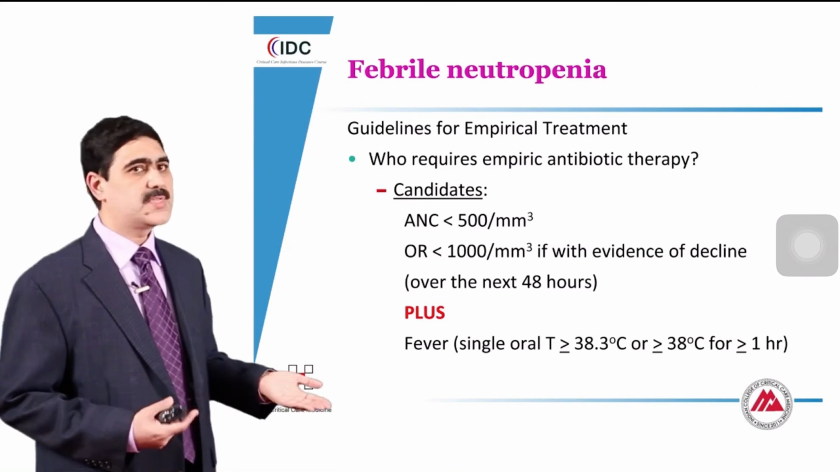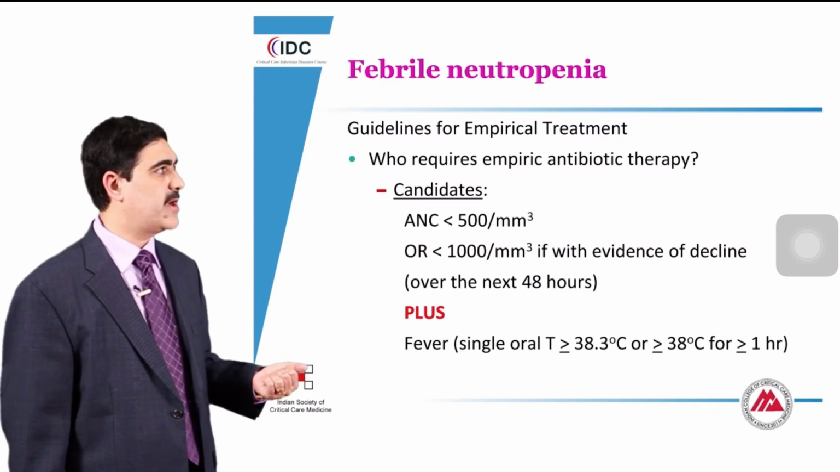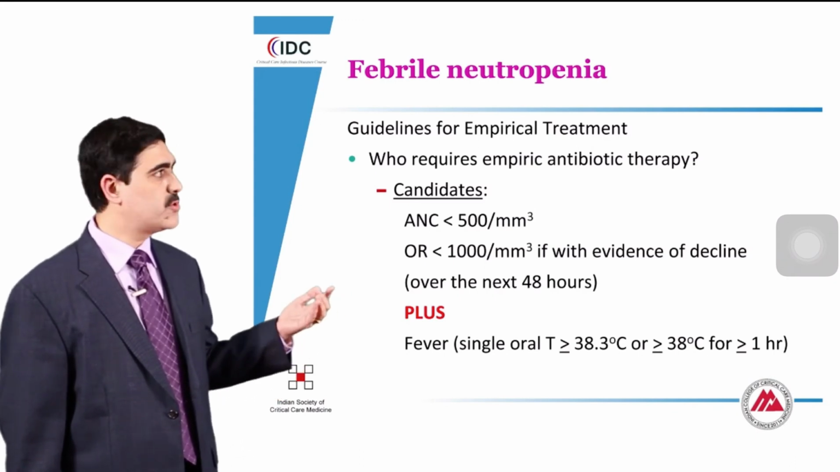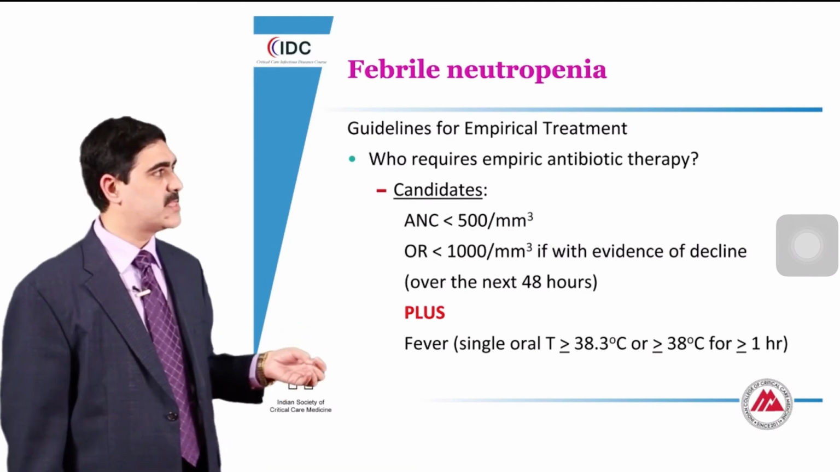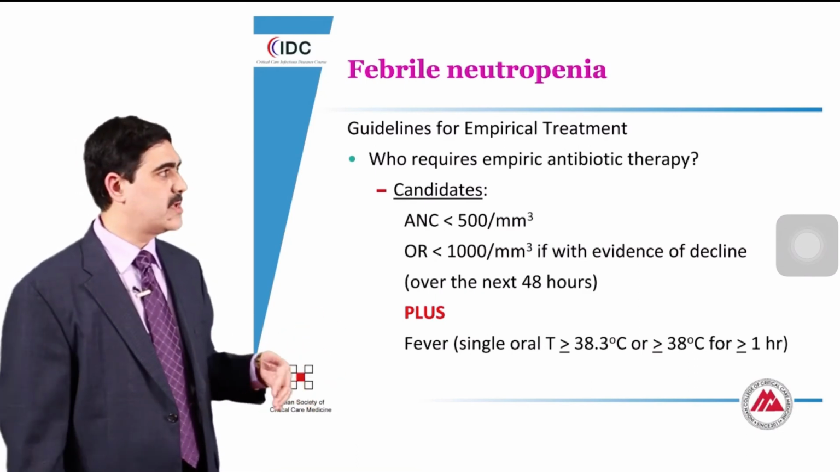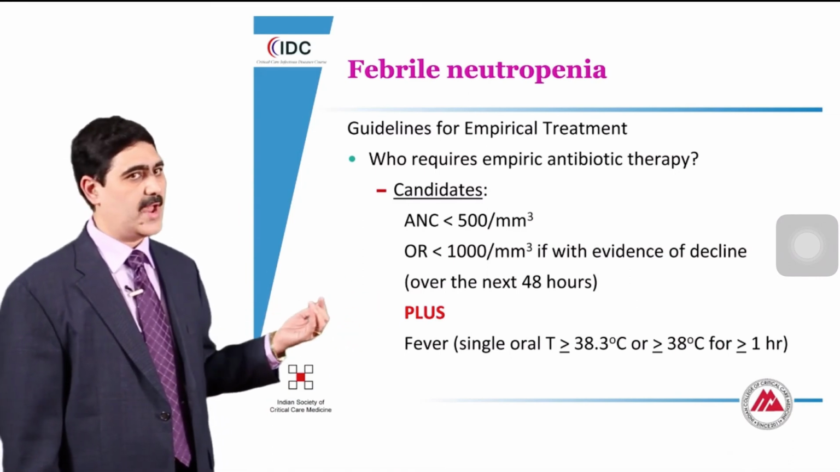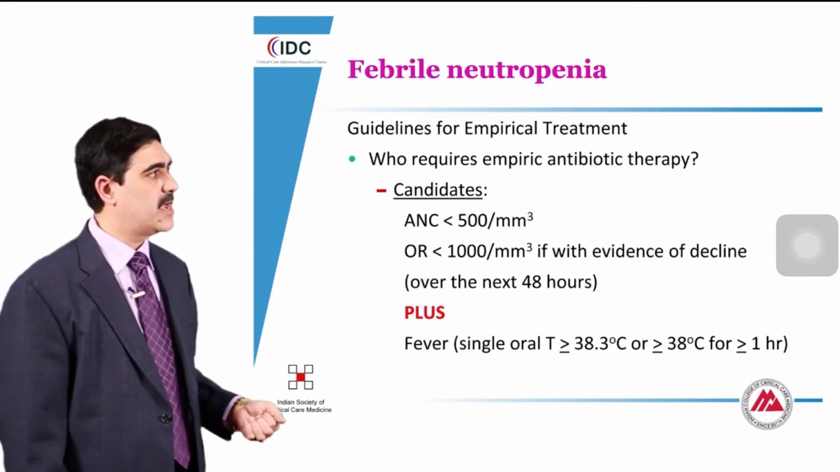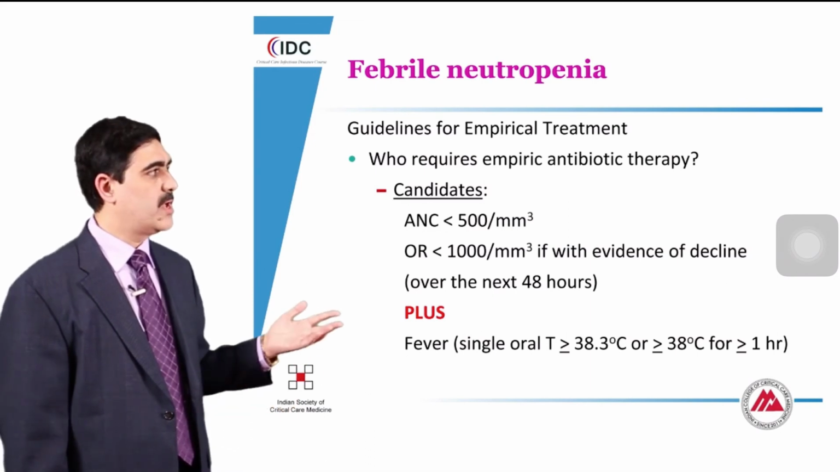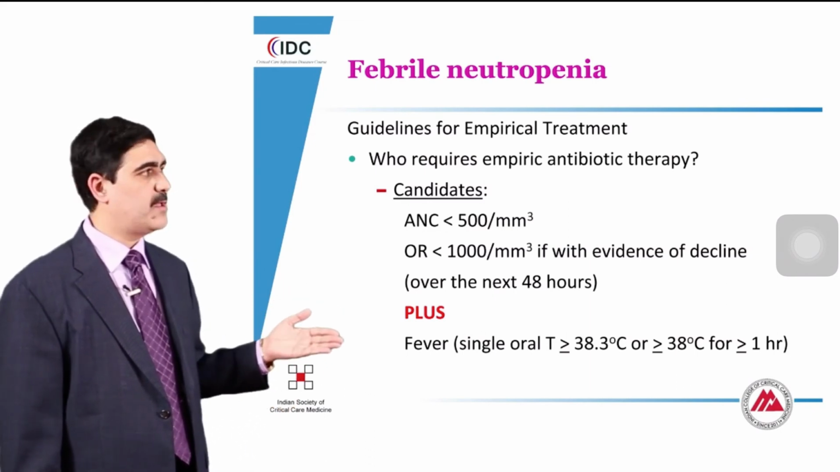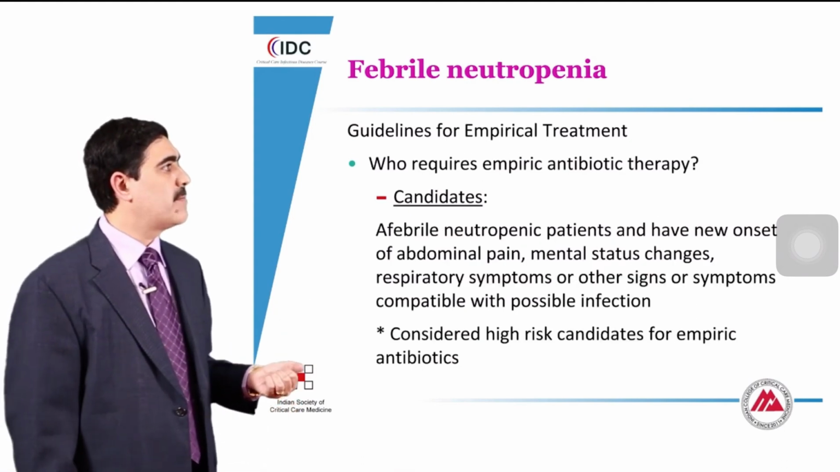So, when do you decide on empiric treatment for these patients with febrile neutropenia who require empiric antibiotic therapy? If they have an absolute neutrophil count of less than 500, or if it is less than 1000 with evidence of a decline over the next 48 hours, along with fever. By here we define fever as a single oral temperature more than 38.3 or more than 38 for more than an hour. And again, we need to keep in mind that sometimes these patients may not mount a fever response.